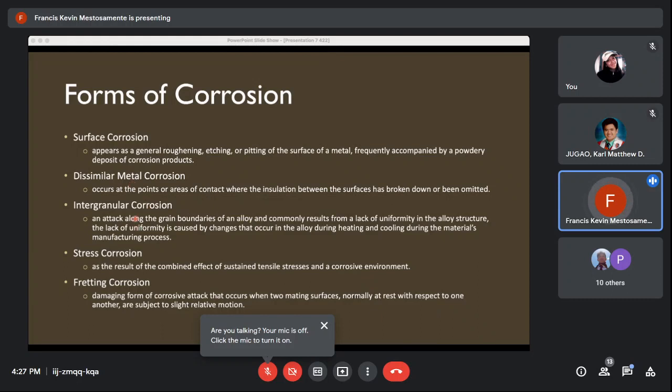Next is intergranular corrosion, an attack along the grain boundaries of an alloy and commonly results from a lack of uniformity in the alloy structure. The lack of uniformity is caused by the change that occurs in the alloy during heating and cooling or during the materials in the manufacturing process. So with the intergranular, isang material lang or isang metal or non-metal lang tayo nag-occur yung intergranular.